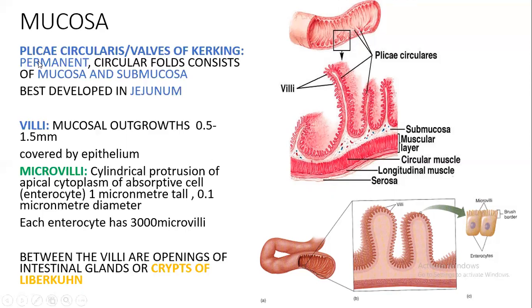It is commonly asked in your MCQ, what is the composition of plicae? So you must know they are mucosa plus submucosa, and they are best developed in the jejunum and are a prominent feature of jejunum.